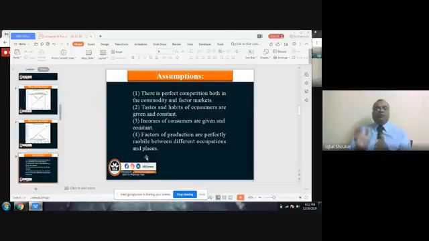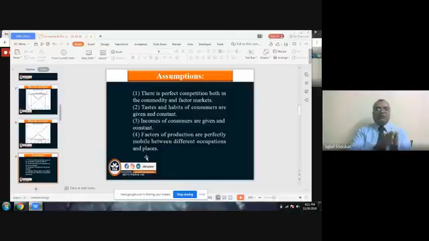In consumer and producer surplus, what conditions or what assumptions should be met? Number one, there is perfect competition both in the commodity and the factor market. Whether the factors of production are there, whether the goods are there, there is homogeneity of the product, a unique price level is there. That means perfect competition.